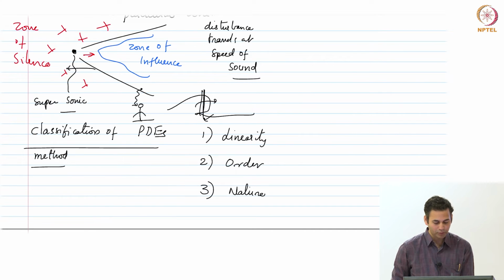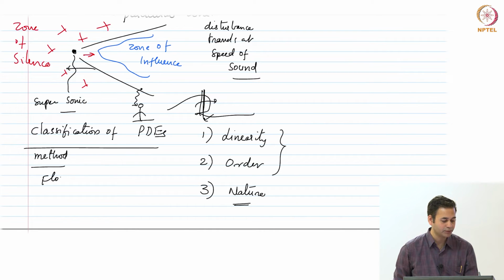So we are not going to worry about the first two because we somehow already know that. We are going to look at the nature that is based on how the disturbances propagate and things like that. Now, all the equations that we get in fluid flow and heat transfer are second order PDEs, right? So they are only second order PDEs.